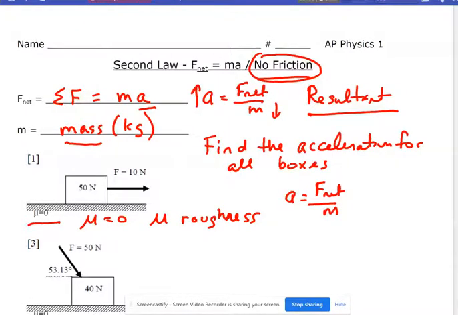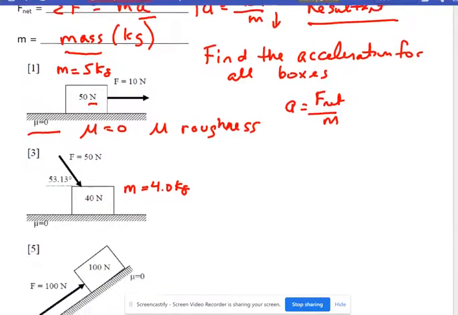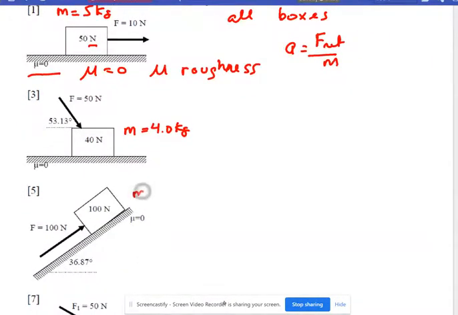Now, what don't we have in this picture? We don't have in any of these pictures the mass. But I hope you know that if we divide the weight by 10, we see that this mass is 5 kilograms. Let me scroll down a little bit. This mass is 4.0 kilograms. This mass is 10 kilograms.